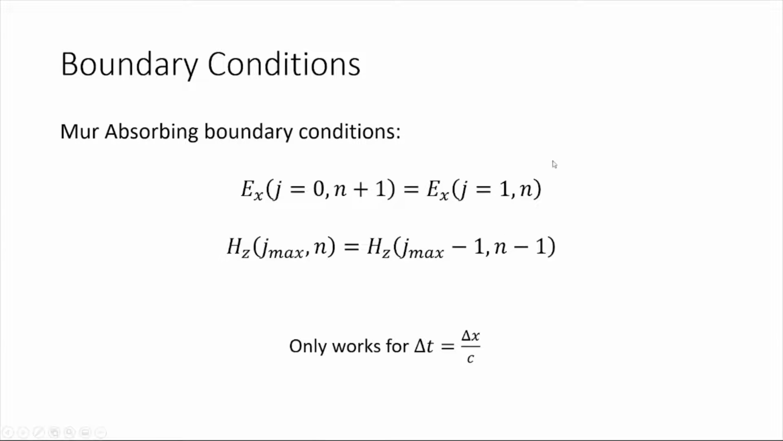So these formulas are quite nice, quite simple to implement, but they only work if delta t is equal to delta x over c. If you pick, let's say, delta t equal to 0.5 times delta x over c, again, it has to be less than or equal to, then these formulas actually change to something a bit more complicated, but I'm not going to get into that right now. There's plenty of resources online and books that'll introduce you to the Mur boundary condition.